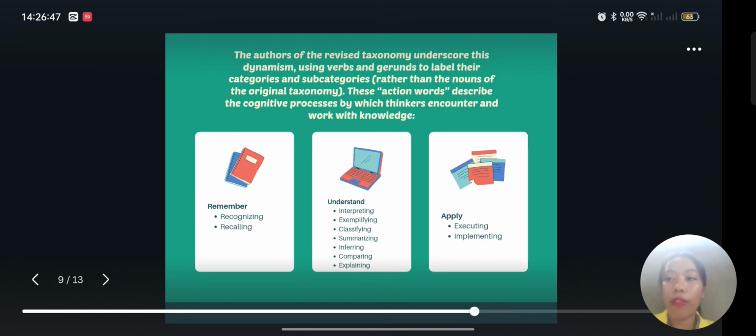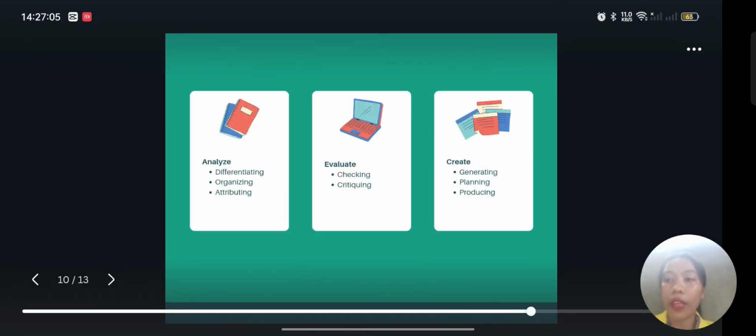First we have remember: recognizing and recalling. Understand: interpreting, exemplifying, classifying, summarizing, inferring, comparing, and explaining. And then we have apply: executing and implementing. Next, we have analyze: differentiating, organizing, and attributing. We also have evaluate: checking and critiquing. And then create: generating, planning, and producing.